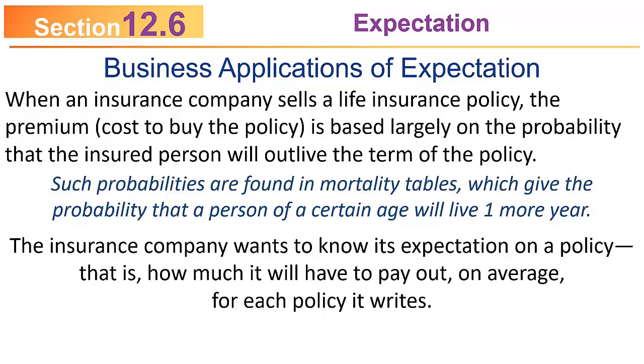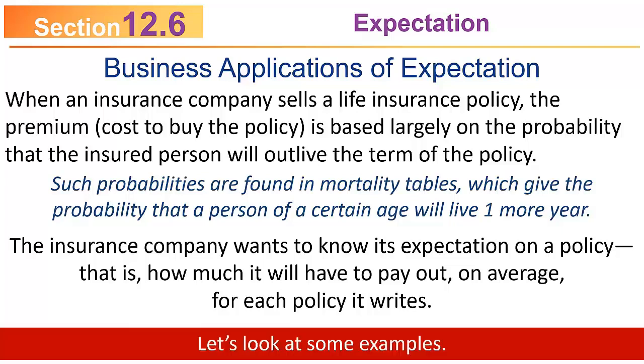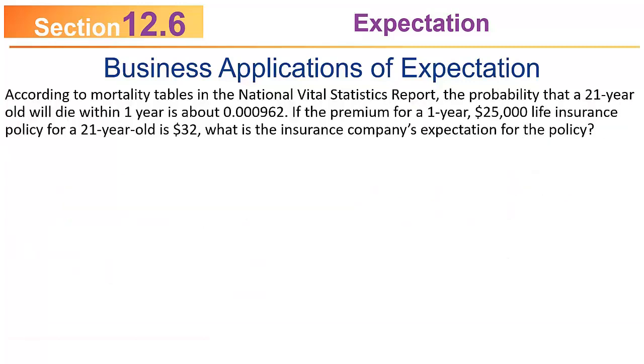But what the insurance company wants to know is the expectation on a policy that it's going to sell, that is, how much it will have to pay out on average for every policy it writes. That's an extremely important thing for that company to know. Let's look at a couple of examples. According to mortality tables in the National Vital Statistics Report, the probability that a 21-year-old will die within a year is about 0.000962. If the premium for a 1-year, $25,000 life insurance policy for a 21-year-old is $32, what is the insurance company's expectation for the policy?